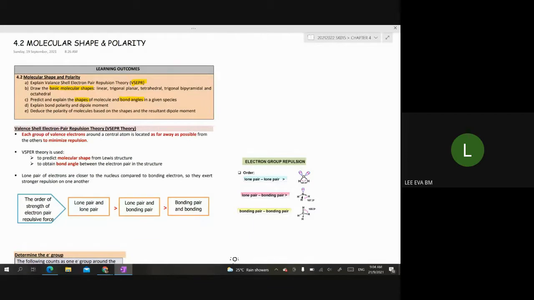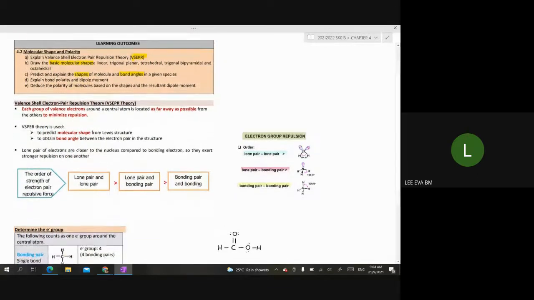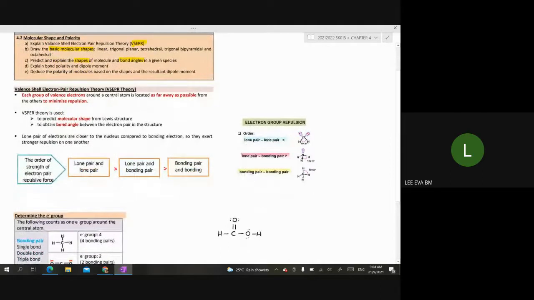Okay, so Madam goes through with you the notes over here, and then we will do a little bit of drawing. Okay, so valence shell electron pair repulsion theory says that each group of valence electrons, including your bonding pair, lone pair, or every electron pair, okay, around the center atom is located as far as possible to minimize repulsion. That's why you say Vesper, you got the electron pair repulsion theory. Okay, so memorize, understand the theory to locate each electron pair as far as possible to reduce repulsion.